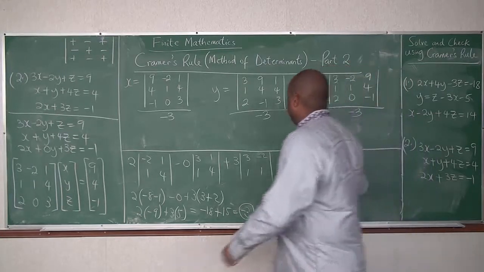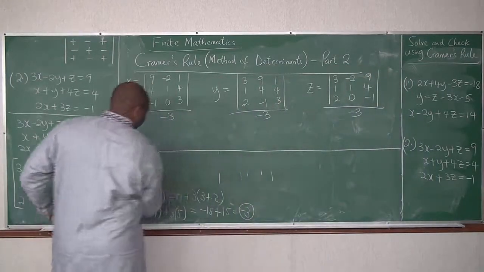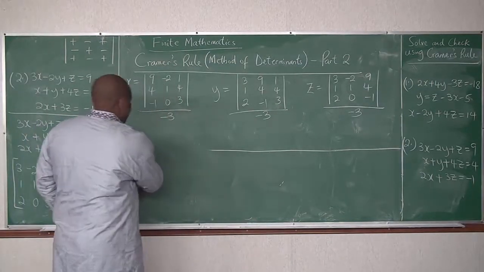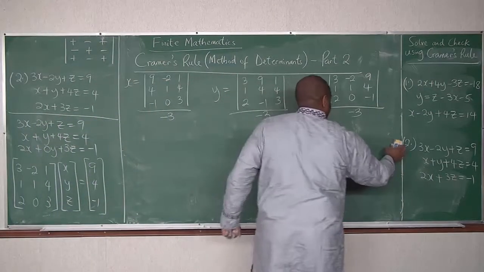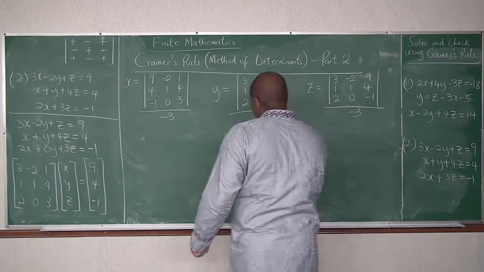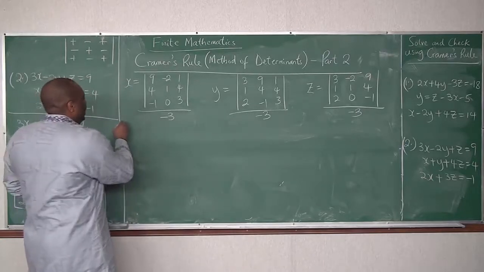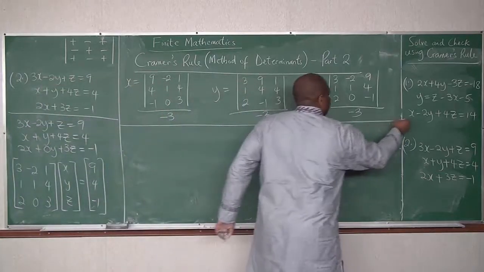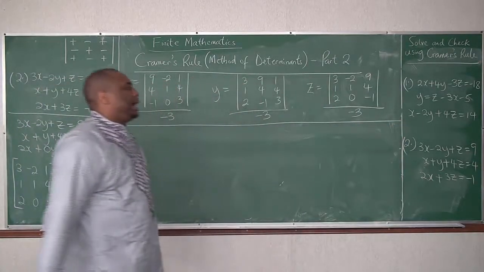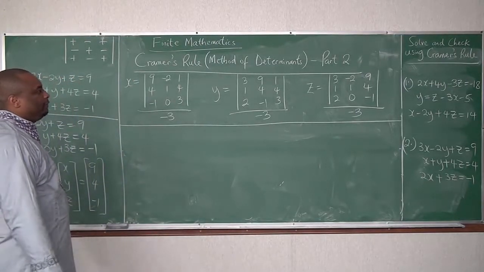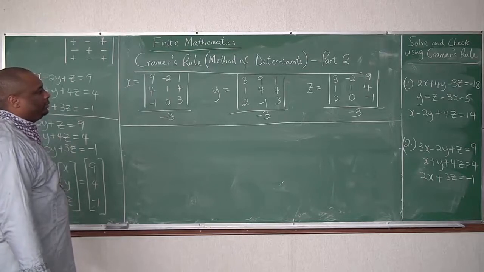Alright. Next thing we do now is what? Let's now solve for x, and solve for y, and solve for z. Let's solve for the numerator for x, numerator for y, and numerator for z. For x, we have what?